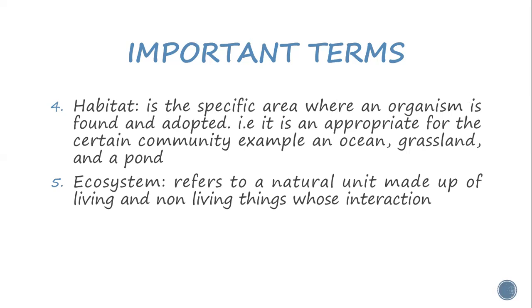Ecosystem refers to a natural unit made up of living and non-living things whose interaction. So ecosystem is a natural unit or a natural component that is made up of living things and non-living things that interact with one another.